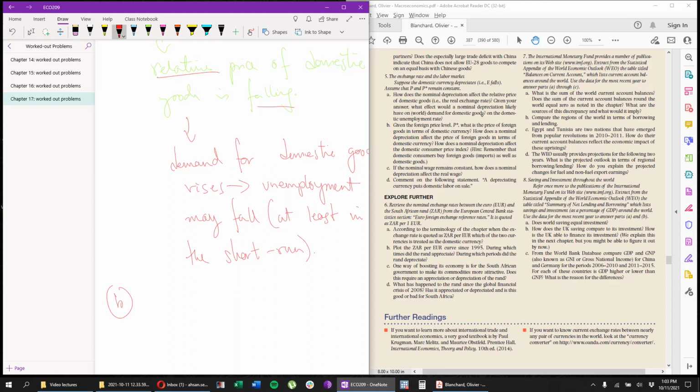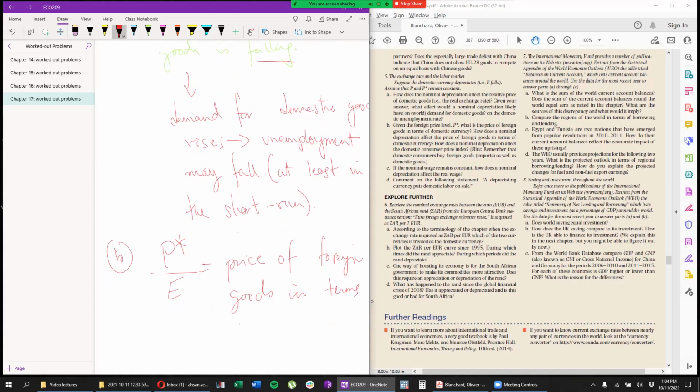Okay, so this question is, what is the price of foreign goods in terms of domestic currency? That's fairly straightforward. This is the price in the foreign country. If we divide it by the exchange rate, we get the price of foreign goods in terms of domestic currency. Once again, I think this equation might confuse some people.